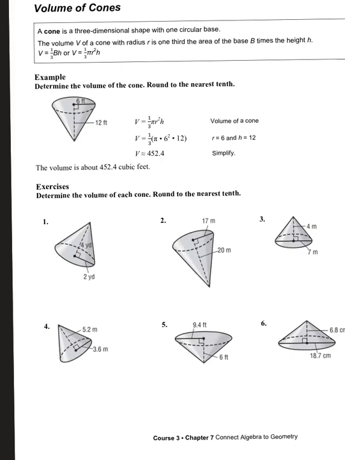All right, so today, guys, we are doing volume of cones. And then we need to round to the nearest tenth. So let's get started. Volume formula is 1/3 times big B times H.